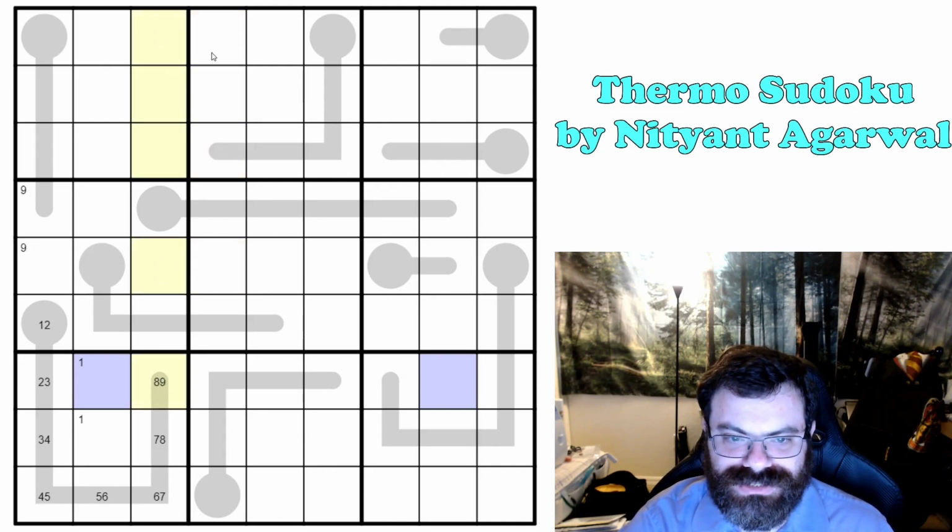Similar situation in this column. It's just too many options there. It almost feels like it's something, but it's a few steps away from being something, maybe. This row is interesting because it's got a big thermo on it. So 1 is going to be in one of those 3 spots.